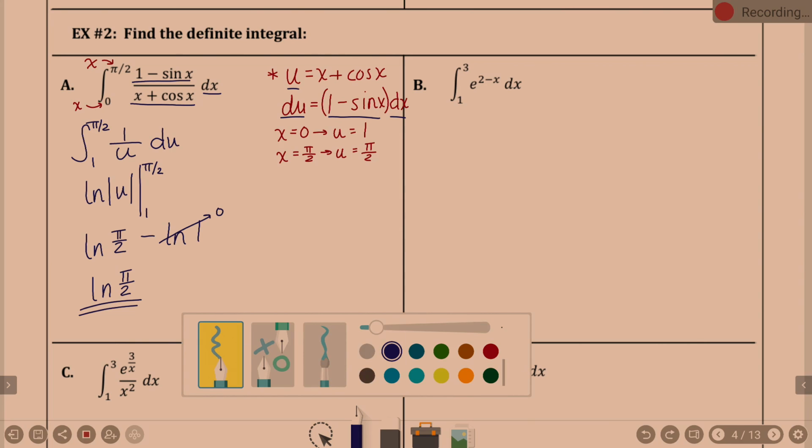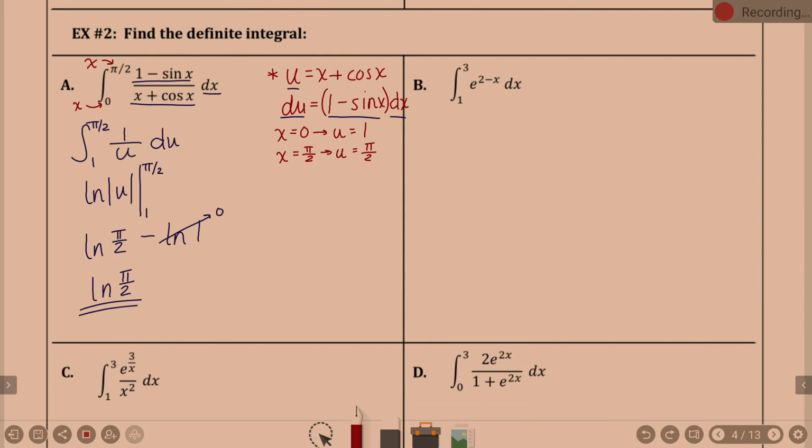Okay. On this one, you're going to use u as 2 minus x. If u is 2 minus x, what is du? Negative dx, because the derivative of 2 minus x is negative 1.